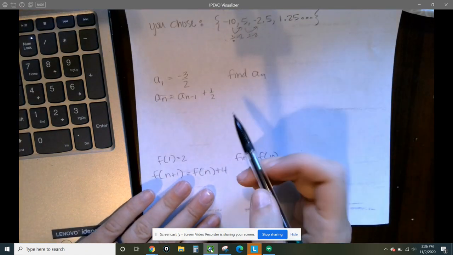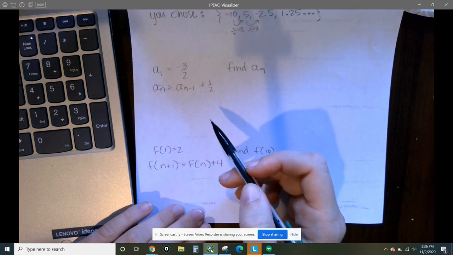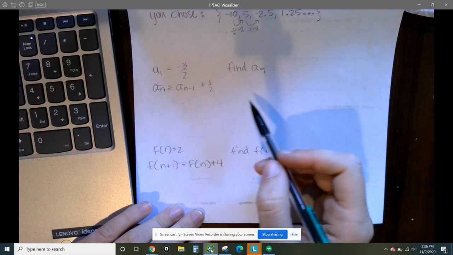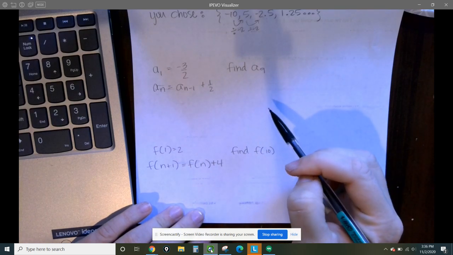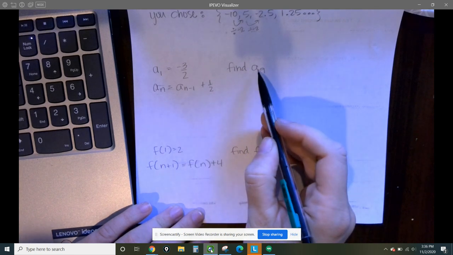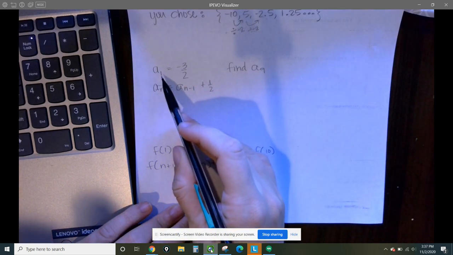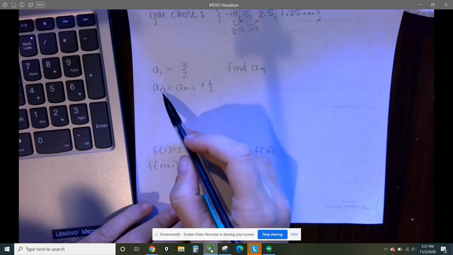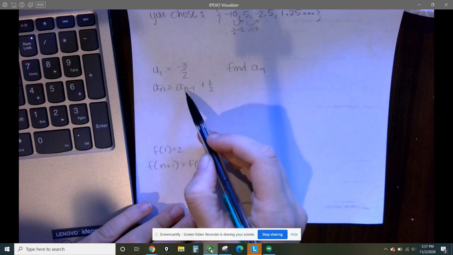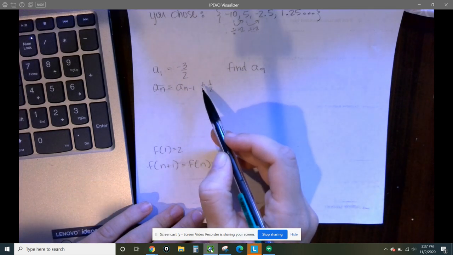And then the last two you missed are these recursive formula ones. These are kind of tricky. They require a lot of work, so make sure you're writing these down and not trying to just figure it out in your head. We need to find the 9th term. They give you that the first term is -3/2, and then they give you this formula. To find the nth term, you take the n minus 1 term, the term before it, and add 1/2.